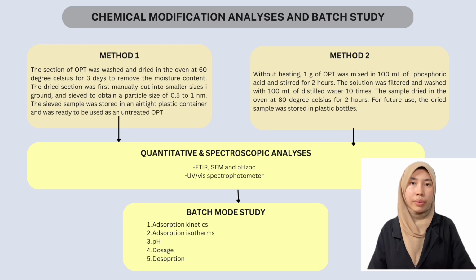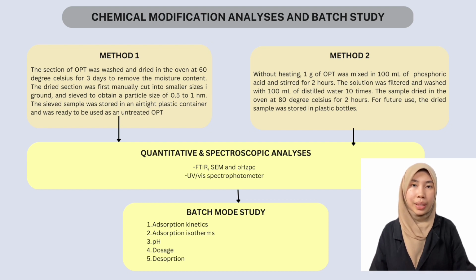For preparation of phosphoric acid treated OPT without heating, 1 gram of OPT was mixed in 100 ml of phosphoric acid and stirred for 2 hours. The solution was filtered and washed with 100 ml of distilled water 10 times. The sample was dried at 80 degrees Celsius for 2 hours and stored in plastic bottles.